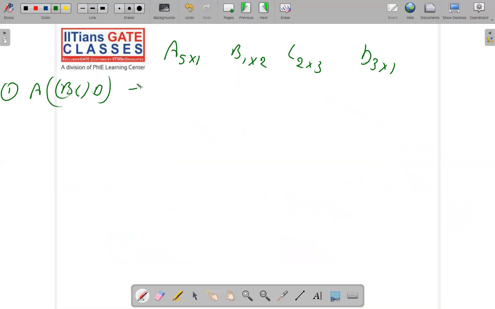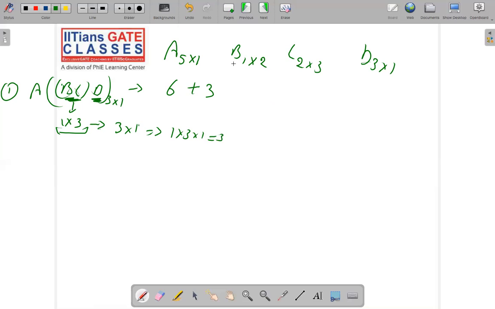Effort for BC. First we are multiplying BC, right? Effort for this one is 1 into 2 into 3, which is 6. And the resulting matrix will have dimension 1 into 3. This 1 into 3 matrix will be multiplied with D, with dimension 3 into 1. So the effort is 1 into 3 into 1, which is 3.